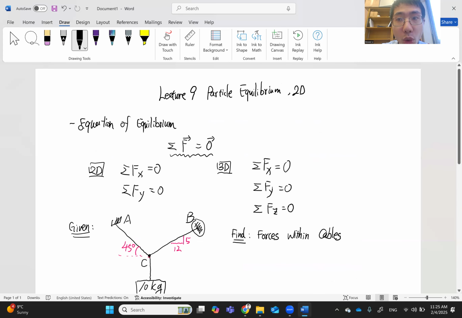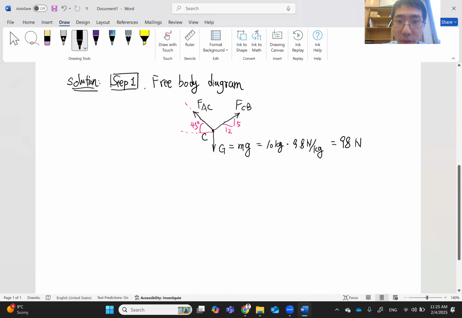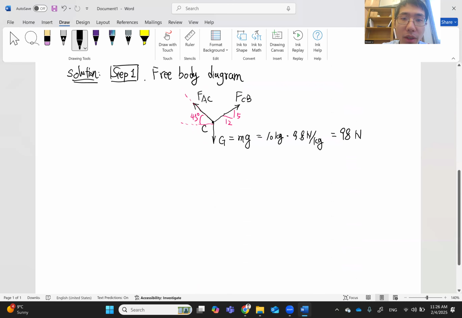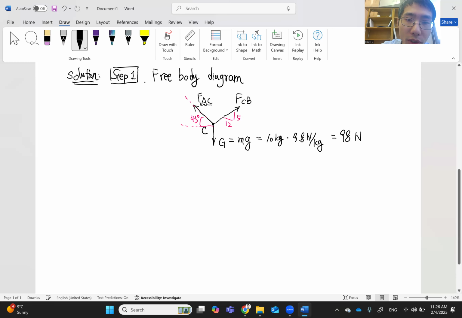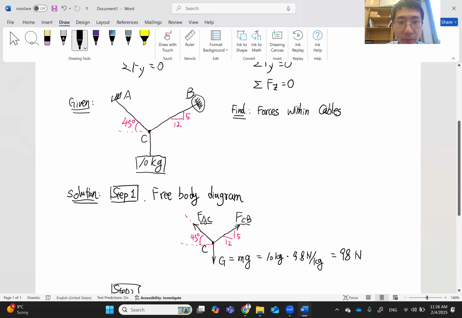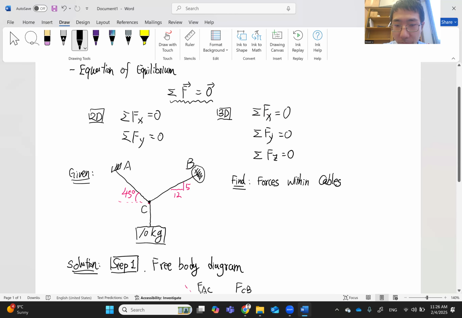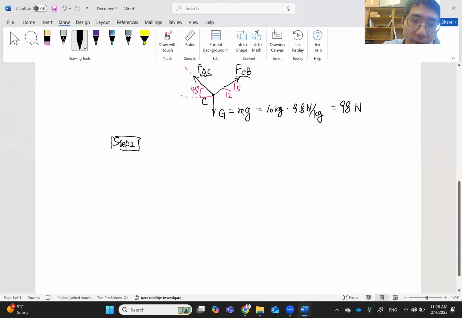We can first assume that we know those and denote them respectively to be FAC and FCB. Establish equations for those unknown forces, and then solve the equations of equilibrium, and we can solve the unknown forces here. Okay, so now we can go ahead with step 2. What is step 2 here? It is exactly to make use of the equation of equilibrium.